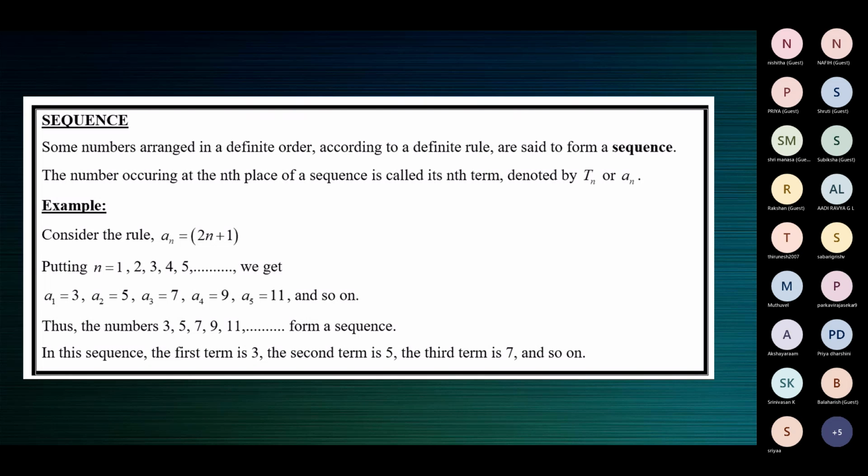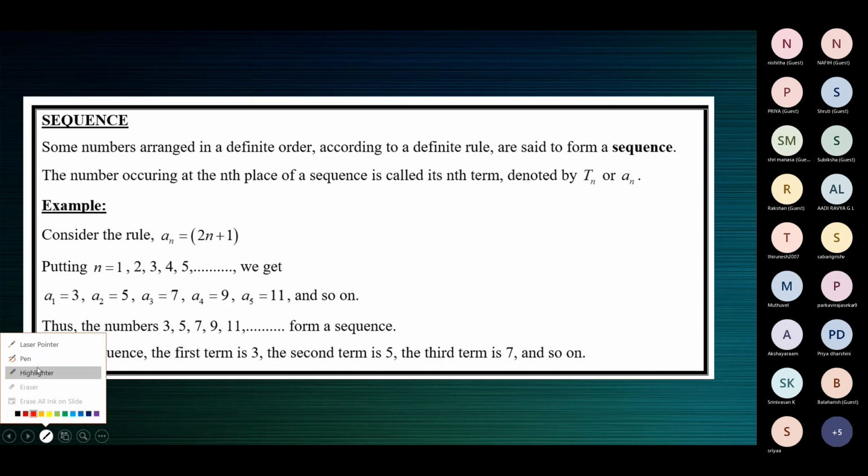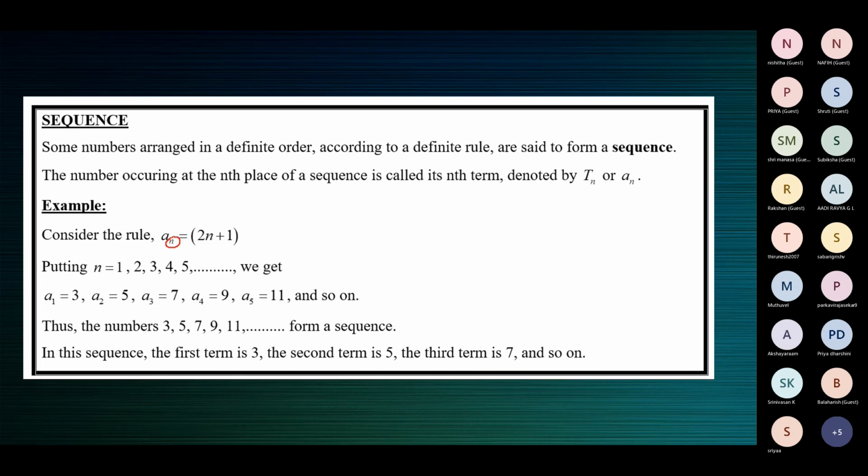Now, the definition of a sequence involves something called a definite rule, right? Now we'll see a rule. Now consider the rule An is equal to 2n plus 1. So An, meaning it can be A1. In place of n, when you give 1, 2, 3, 4 and numbers like that, you can find the value in the first position. When n takes the value 1, then you will find A1.